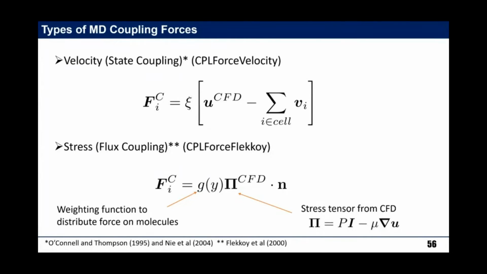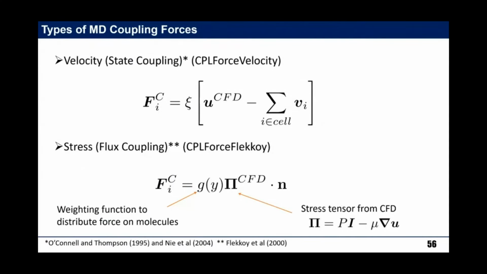So the two coupling forces that we support are broadly divided within the community of coupling into state coupling and flux coupling. These are the simplest forms of them. The velocity coupling is basically just the current difference between the MD velocity and the CFD velocity applied as a constraint force. So for people working as engineers, this is a proportional constraint that is just based on the difference between the two simulations.